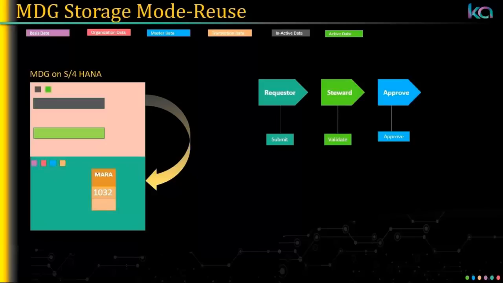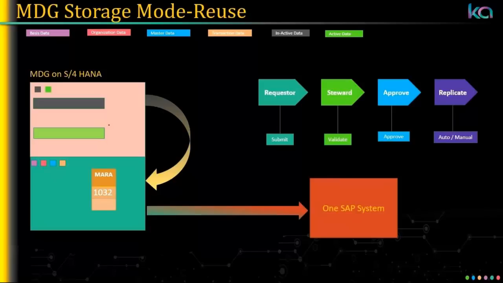So after approval, there is no data available in MDG. We don't require any additional replication here. If it is a hub deployment scenario, and your data is available in a different system, then we'll replicate it from the MDG ECC system to your SAP system.